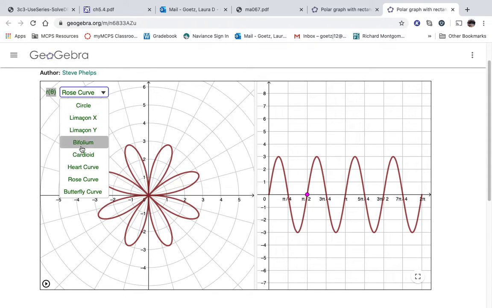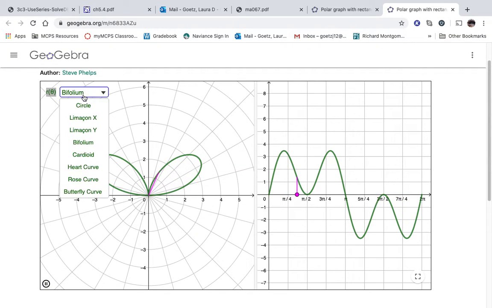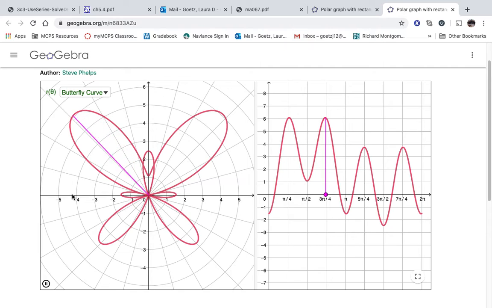You are not responsible for the bifolium, which is kind of cool. Again, notice the symmetry of being above and below the x-axis there. And then check this one out. Whee! Can you see? Got some crazy stuff going on there. You are not responsible for those ones.